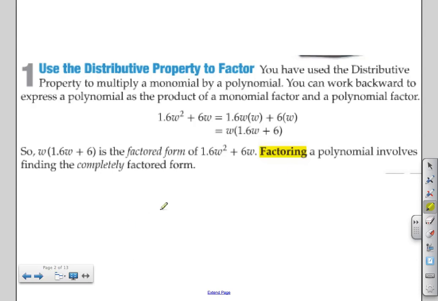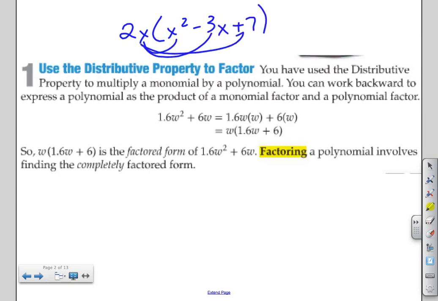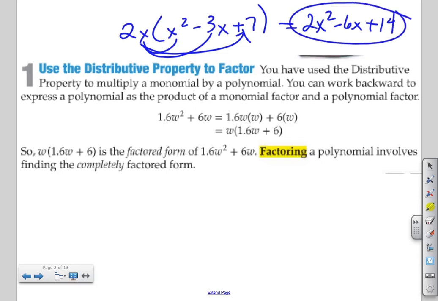Distributive property. We have had these polynomials that we've distributed, right? And we distribute it this way, and we get some product, like in this case, 2x squared minus 6x plus 14. We're going to look at the end product now and try to figure out the reverse. We're going to be given this, and we're going to figure out what the factors are. That's called factoring a polynomial. We're going to work backwards.